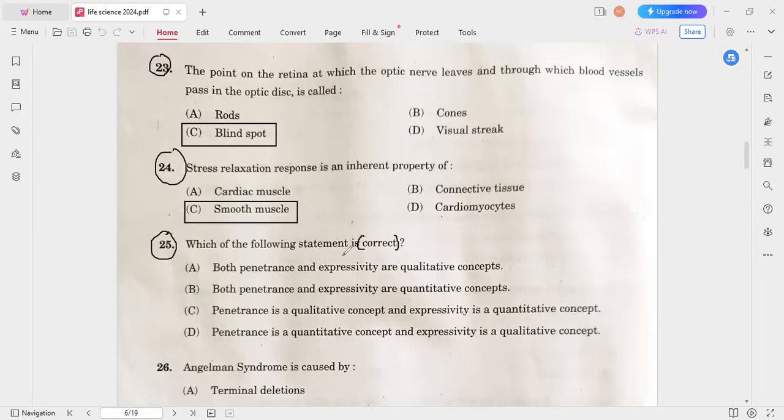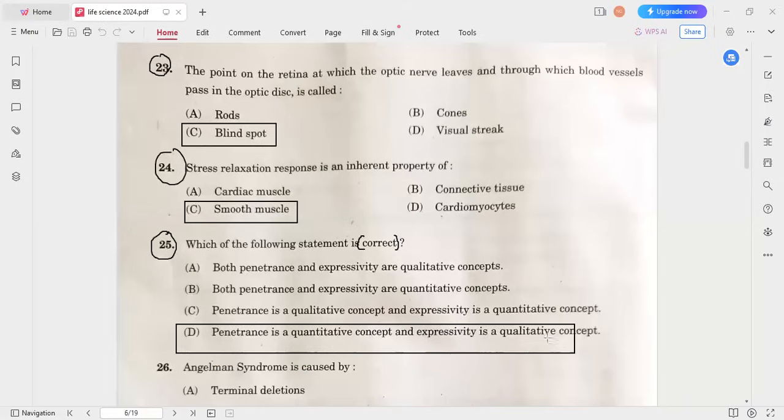Option A, both penetrance and expressivity are qualitative concepts. No. Both penetrance and expressivity are quantitative concepts. No. Penetrance is a qualitative concept and expressivity is a quantitative concept. No. Penetrance is a quantitative concept and expressivity is a qualitative concept. Yes, so option D is the correct answer. Penetrance is the quantitative concept, and expressivity is a qualitative concept.